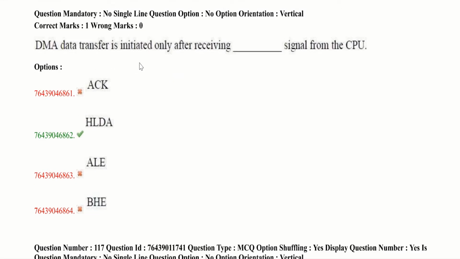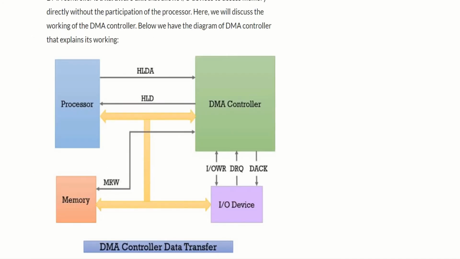DMA data transfer is initiated only after receiving that signal from the CPU. Now let's see how the DMA works. Whenever an IO device wants to transfer data to or from memory, it sends a DMA request, DRQ, to the DMA controller. The DMA controller accepts the DRQ and asks the CPU to hold by sending a hold signal to the CPU. The CPU receives the hold signal from the DMA controller, relinquishes the bus and sends a hold acknowledgement to the DMA controller.